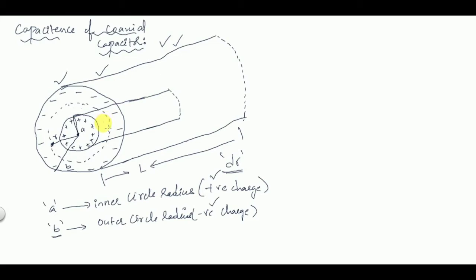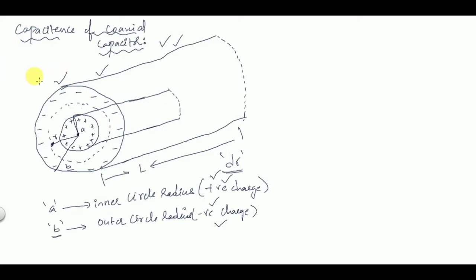We have seen the definition of a capacitor: two equal and opposite charges separated by a distance form a capacitor. So this is an example of a coaxial capacitor. This is in the cylindrical coordinate system.